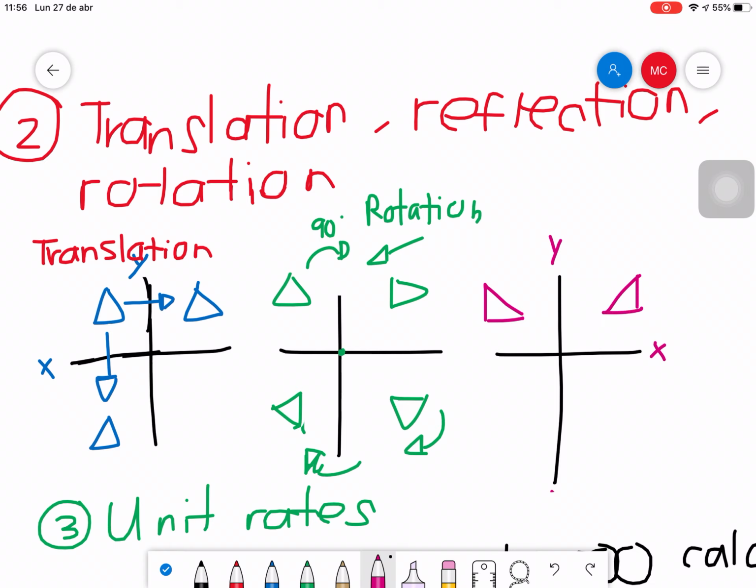You don't have the figure like this anymore. Now it's been reflected and it is that way, okay? So I thought it was the eraser. This is reflection. And you can also reflect that over the x-axis and it will look like this, okay? I reflected the image. The image does not have the same position, it has just been reflected, okay?